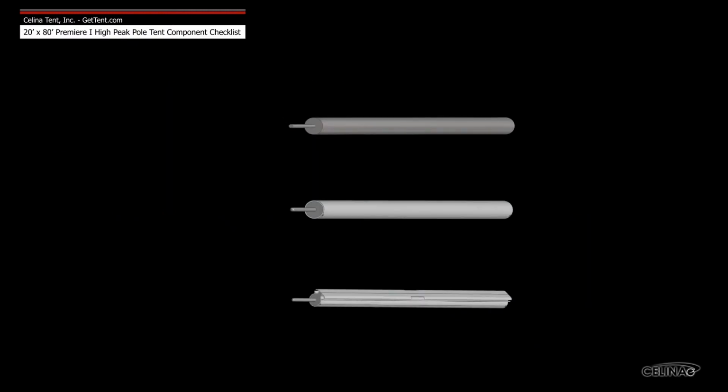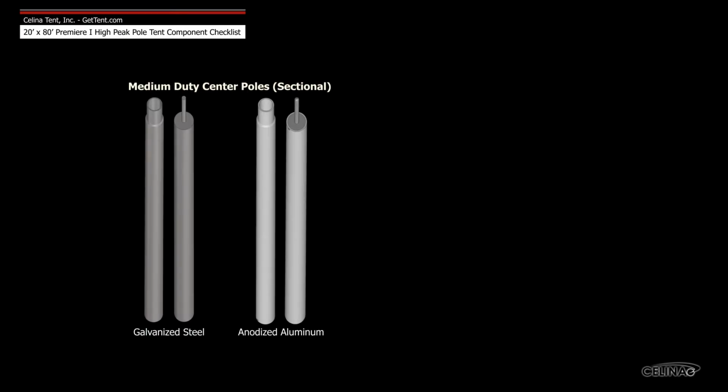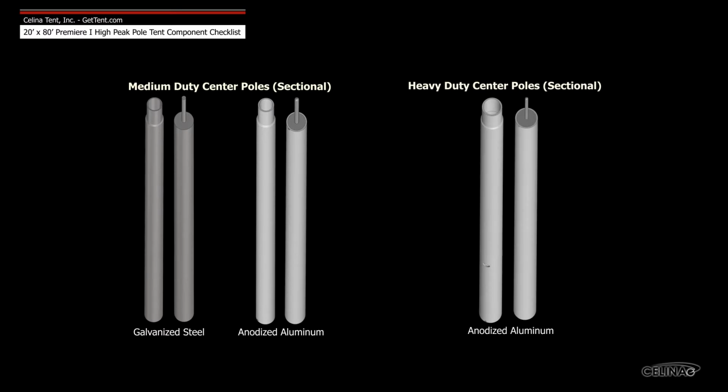Celina side poles are available in three types: galvanized steel, anodized aluminum, and anodized aluminum keter track. Medium-duty center poles are available in galvanized steel and anodized aluminum, and heavy-duty center poles are only available in anodized aluminum.